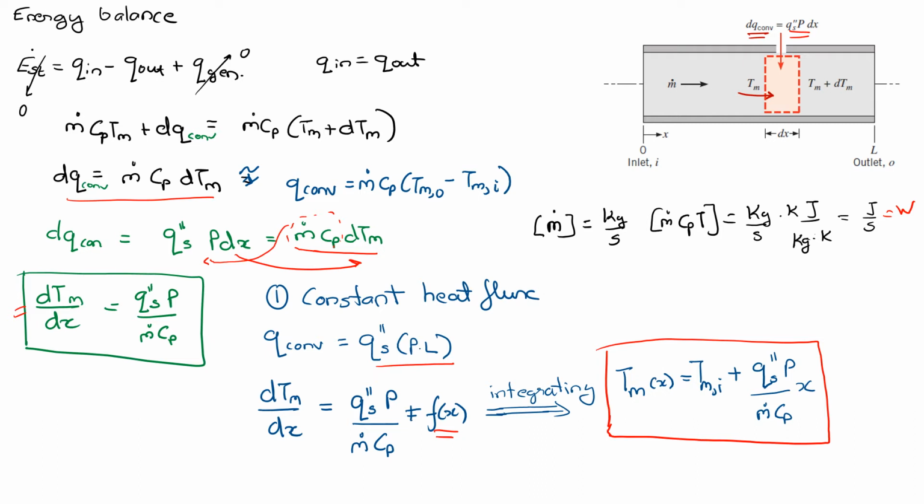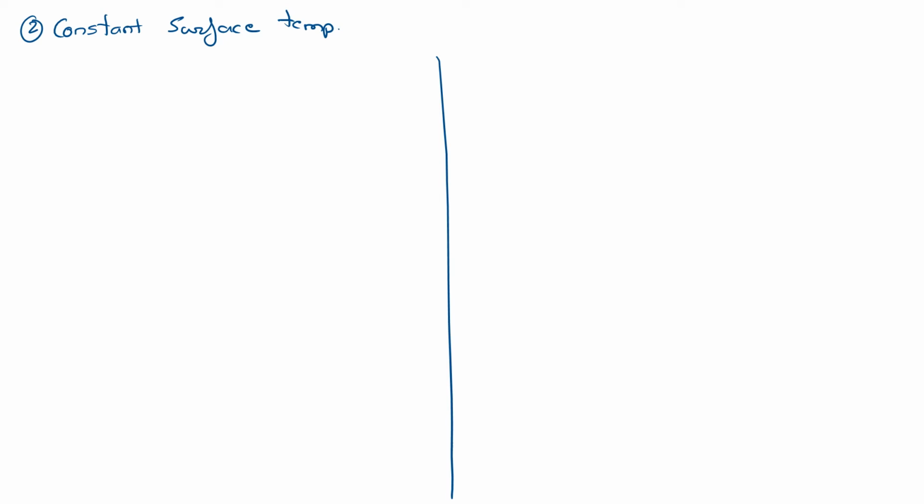Our mean temperature variation will depend on the temperature of fluid coming in, that's Tmi, the heat flux, the perimeter of the pipe, the mass flow rate, and the specific heat capacity. So if you are asked to calculate the mean temperature at a particular location, you'll just substitute the value of that particular location in meters and find the value. So moving on to our second boundary condition, which is what if we have a constant surface temperature.